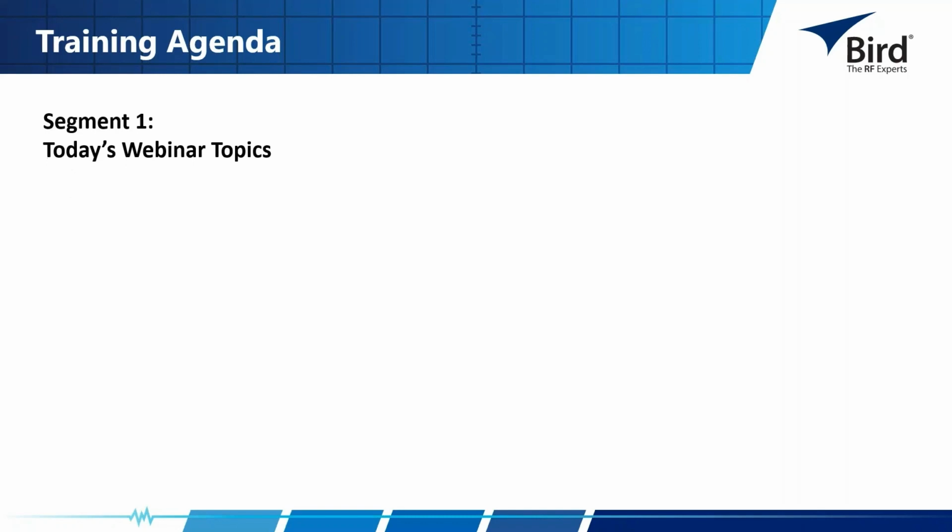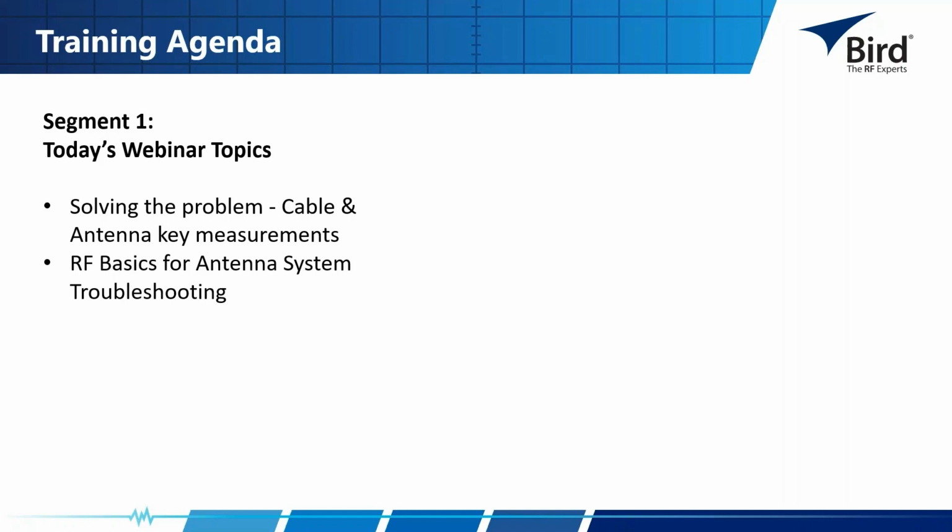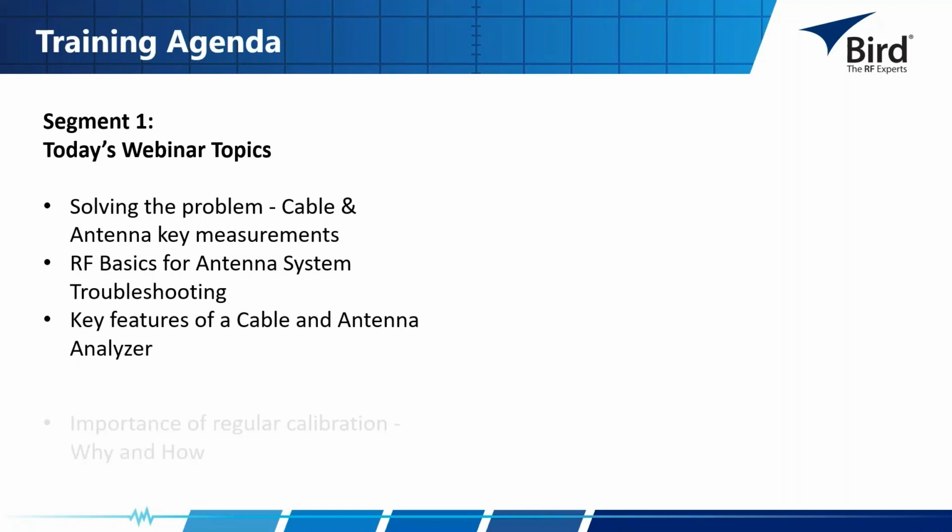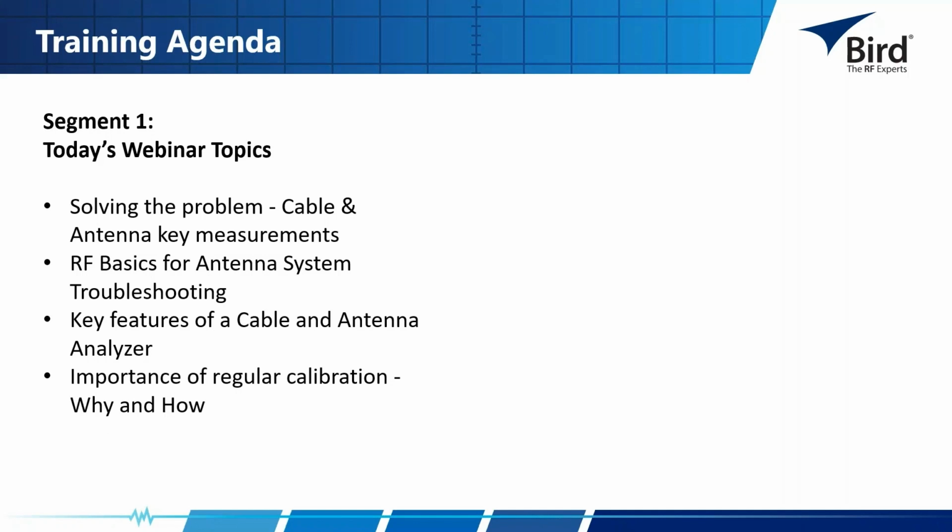So for the agenda today, and we're going to call it segment 1, our topics are going to be solving the problem, cable and antenna key measurements, RF basics for antenna system troubleshooting, key features of a cable and antenna analyzer, importance of regular calibration, why and how we do it.